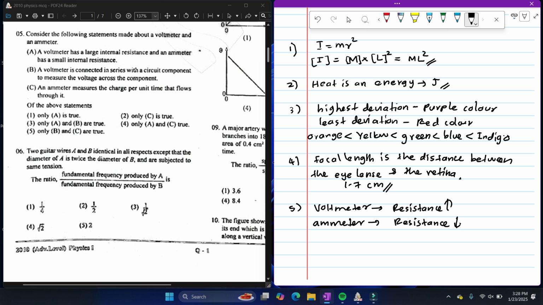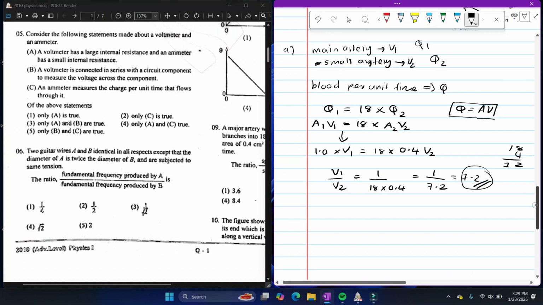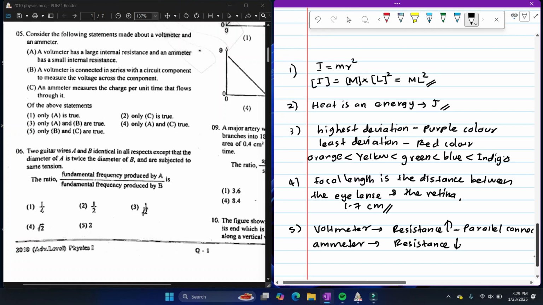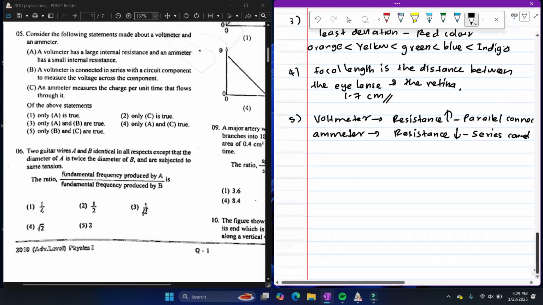We already know that we connect voltmeters in parallel connection, whereas ammeters in series connection. So I'll write that point separately again. Voltmeters should be connected in parallel connection, whereas ammeters in series connection. Okay, series connection. Now let's move to number 6.